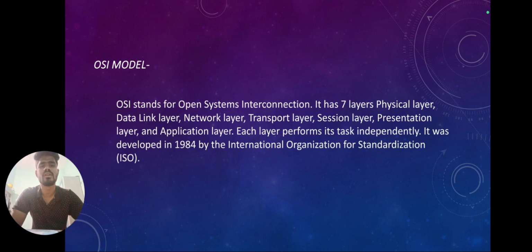OSI model. OSI stands for Open Systems Interconnection. It has totally 7 layers, namely physical layer, data link layer, network layer, transport layer, session layer, presentation layer, and application layer. Each layer performs its task independently. It was developed in 1984 by the International Organization for Standardization, ISO. Now we're going to see the functions of the 7 layers.